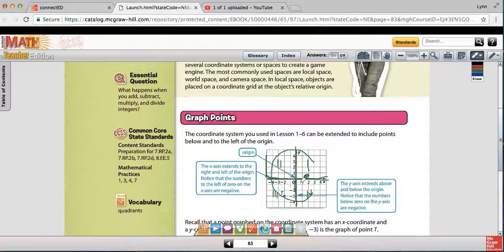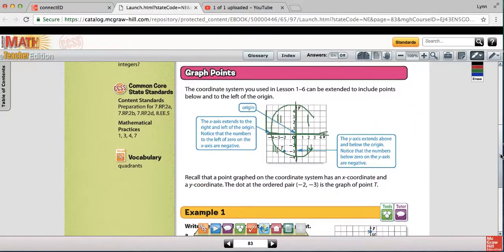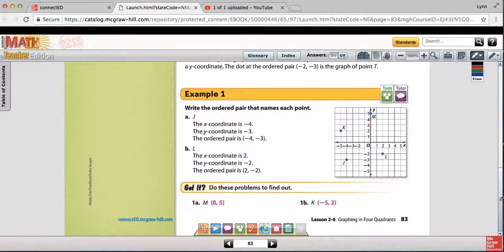We have the x-axis, we have the y-axis, and the origin at 0, 0. All of those are vocabulary words that you need to be familiar with. In example 1, we're graphing ordered pairs. The x-coordinate is -4, the y-coordinate is -3, the ordered pair is (-4, -3), which is letter J.